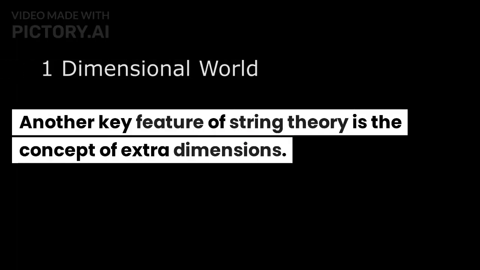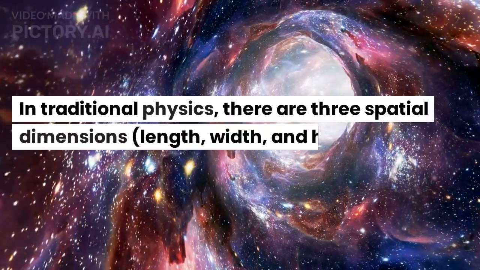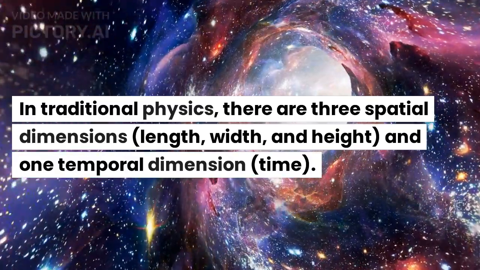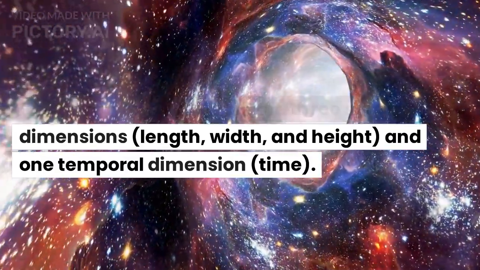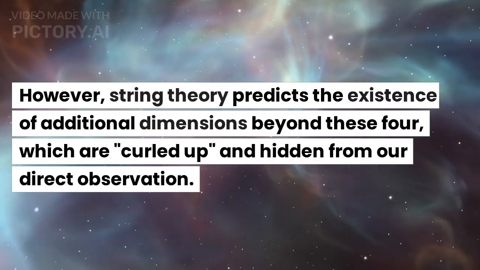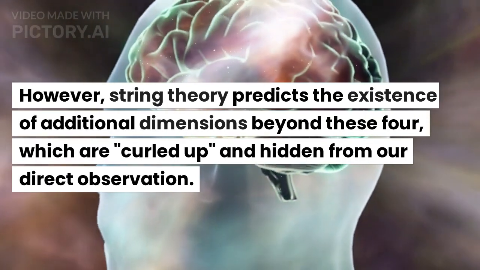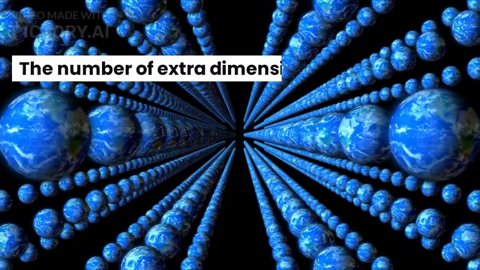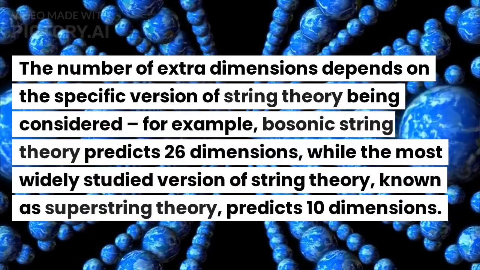Another key feature of string theory is the concept of extra dimensions. In traditional physics, there are three spatial dimensions: length, width, and height, and one temporal dimension, time. However, string theory predicts the existence of additional dimensions beyond these four, which are curled up and hidden from our direct observation. The number of extra dimensions depends on the specific version of string theory being considered.